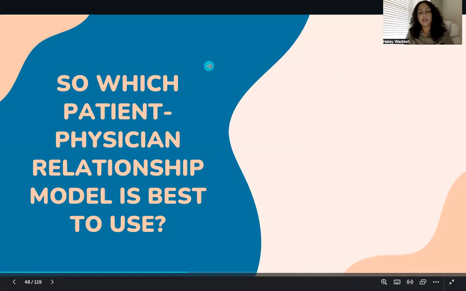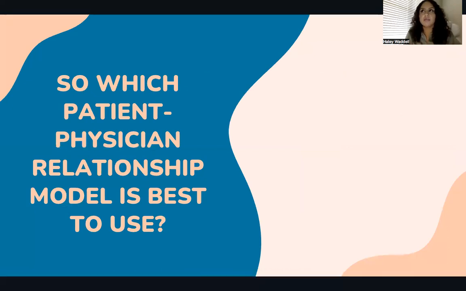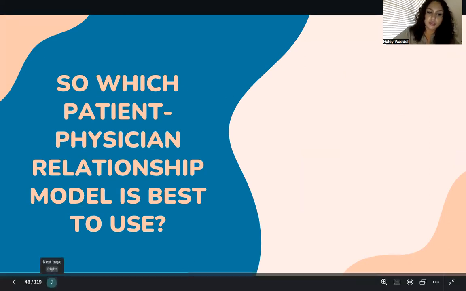So, with that being said, which type of relationship, which model is best to use? We went over all of them. They all have their pros and cons. So, which one do we use? That's why I had you self reflect on what your personal values are, and how you see the relationship that you have here with your patient. So, which one should we use? Because they're all four out there and they all four happen.